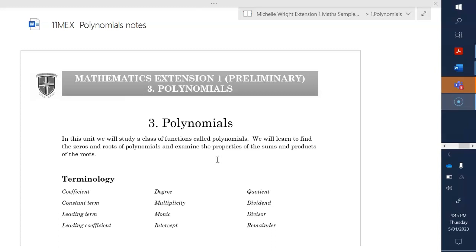We're going to look at polynomials of the power of 4, the power of 5, the power of 6, or any power, and we're going to call that power n. We're going to learn to find the zeros like we did with our quadratics and cubics. We're going to introduce a new word, and the new word is roots. Okay, a zero and a root are not exactly the same. We're going to have a look at those of polynomials and examine the properties of the sums and the products of the roots of our polynomials.